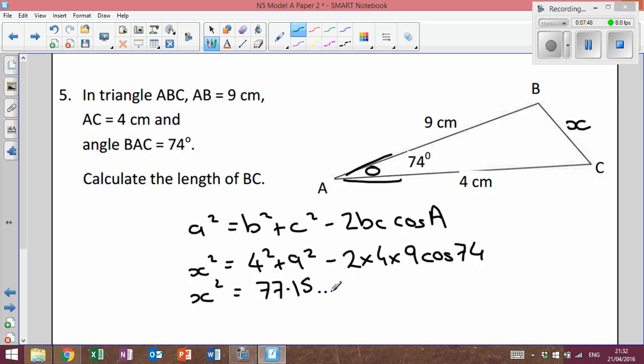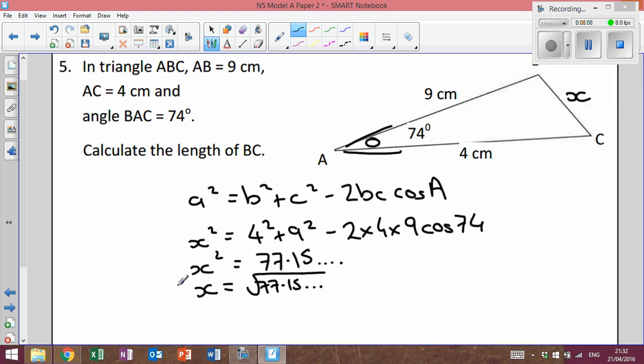77.15 and so on. Now, a really common mistake would be to stop there, but look at that, that's not going to be 77.15 centimeters. That's x squared we're calculating, so x is going to be the square root of all of that. You want to be as accurate as you can, so just keep it in your calculator as answer, square root the answer, and your solution will be 8.7837 and so on. Let's do it to 3 sig figs, even though it doesn't tell us.